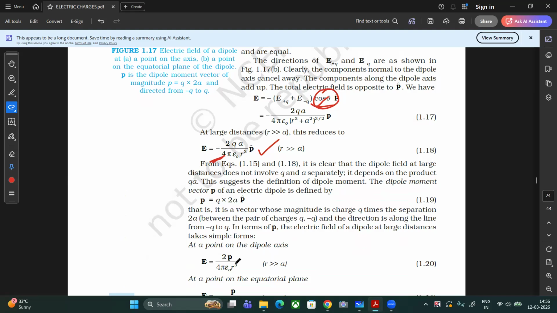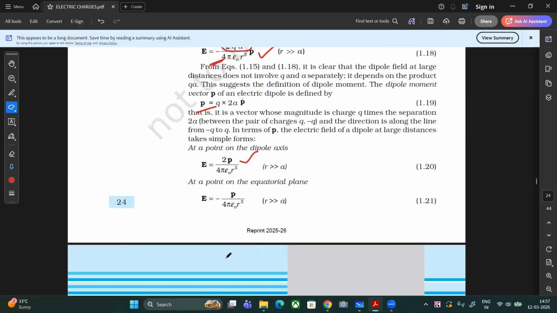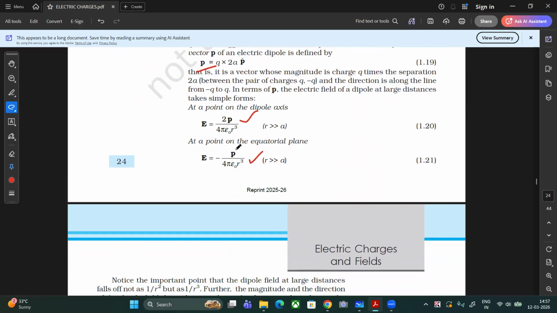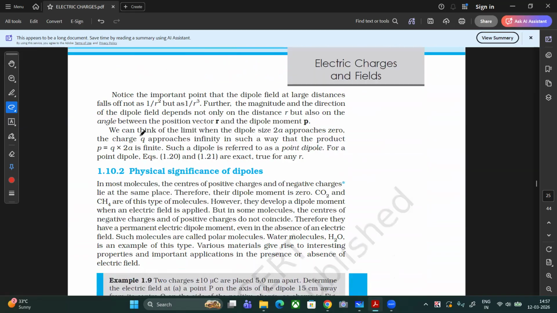Next we simplify this formula with the dipole moment Q into 2A. So we write it for a point on the dipole axis and a point on the equatorial plane. These two values are very important. The expressions are also important. Okay, you study all of them.